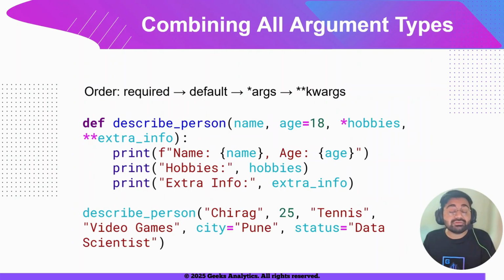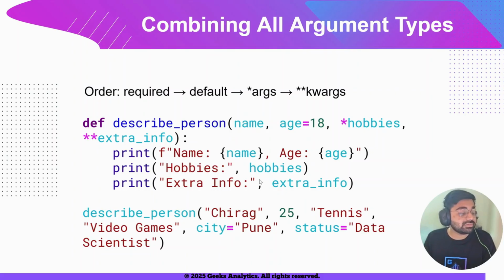And then when we are combining all the argument types, our order shall be in a certain format. First come the required values, that is the positional values, or the values which are not default or in a keyword format. So your order would be required, then default, followed by the variable positional arguments and the variable keyword arguments. That is how you need to define it.